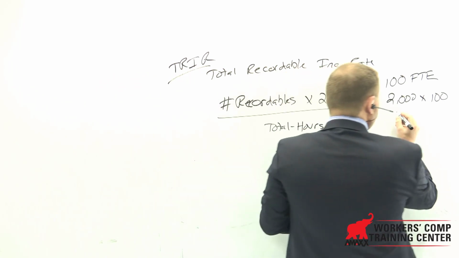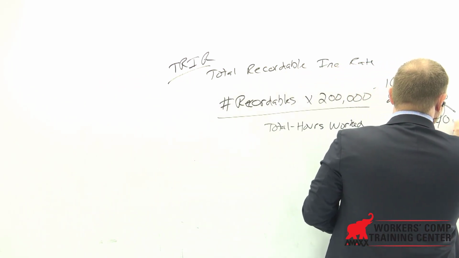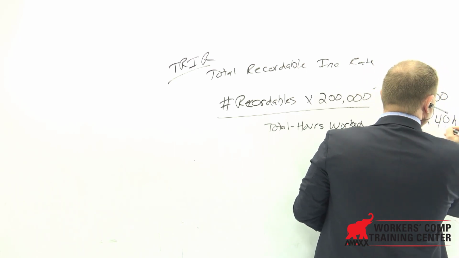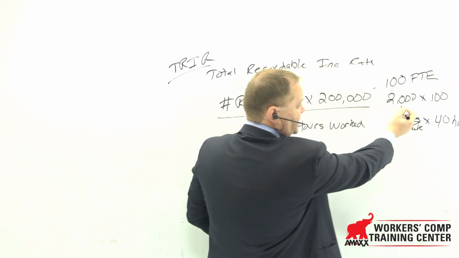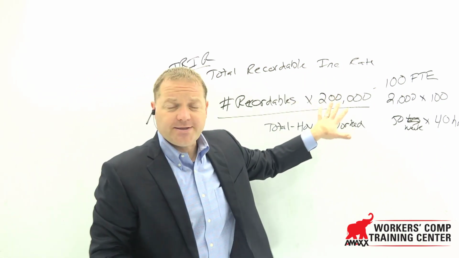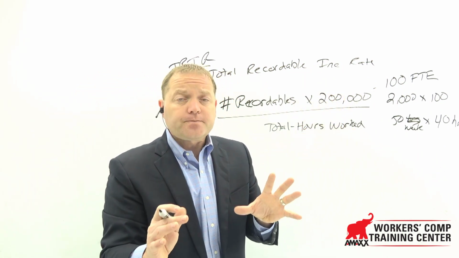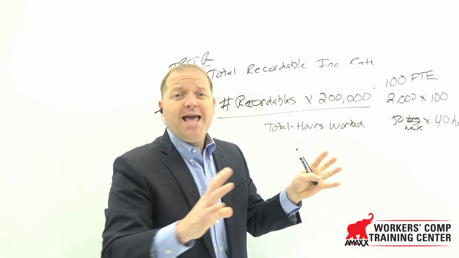Why 2,000? This is 50 weeks a year times 40 hours a week. So 50 times 40 is 2,000. 2,000 times 100 is 200,000. So 200,000 is the equivalent of 100 employees working full time. This is how OSHA, and how many people in the industry, smooth this out.